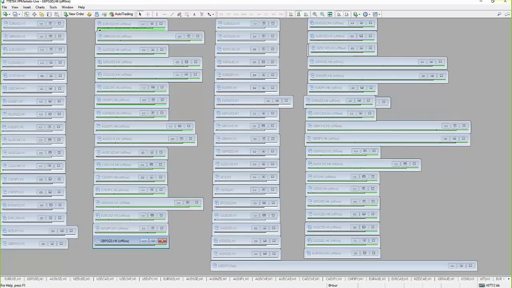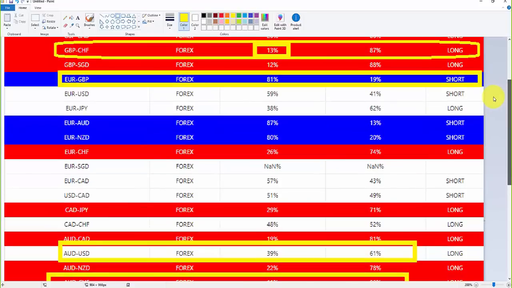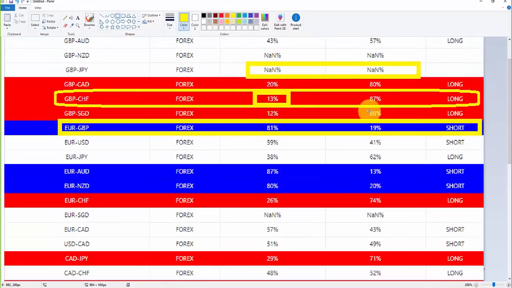And again, if you look at the numbers, did I put pound Singapore on here? Yeah. 88% of traders are long, so I want to be in the 12% here who are short. So that's that.